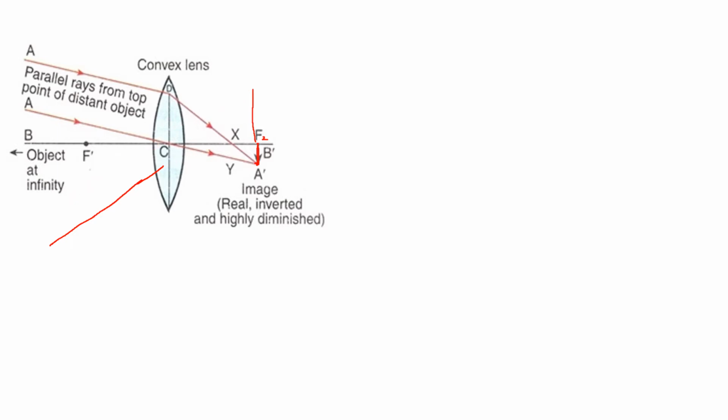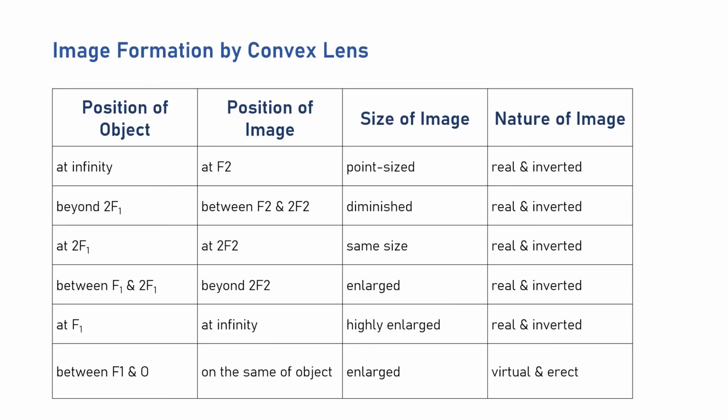So this example, I have taken this example for you so that you can understand that it is not always necessary that the two rays which are coming from the object kept at infinity are always parallel to the principal axis. So let's take the next case.